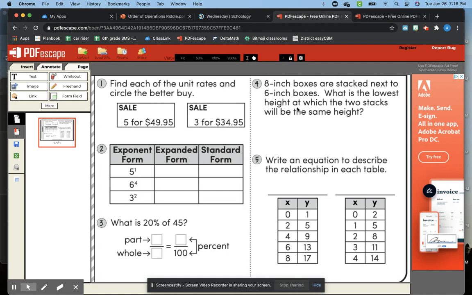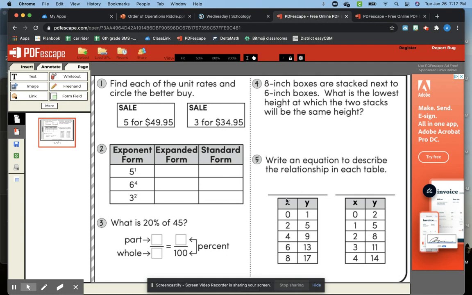Number four, you have 8-inch boxes that are stacked next to 6-inch boxes, and at what height are the two stacks going to be the same? What's the lowest height? So what you are looking for is the least common multiple, because you're adding. Each box is 8, so you're adding 8, 8, 8, and then 6, 6, 6. And so you want to know when they are going to be even. So you want a common multiple, and since it's the lowest, the least common multiple. That's all you have to do for number four.